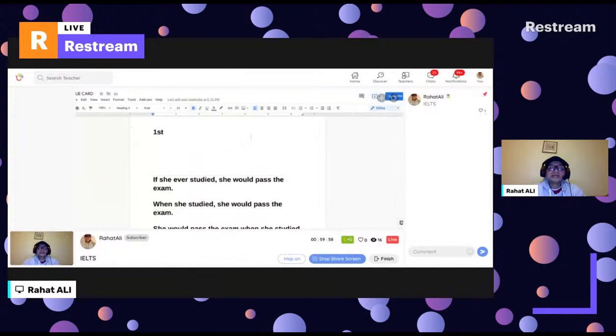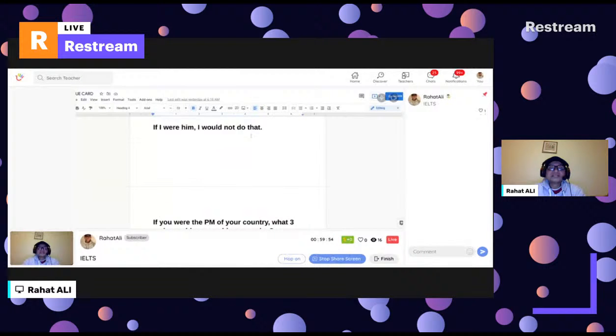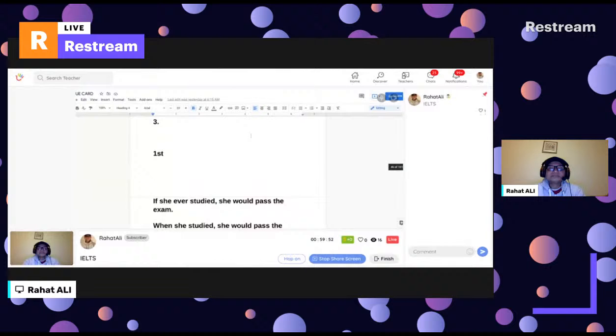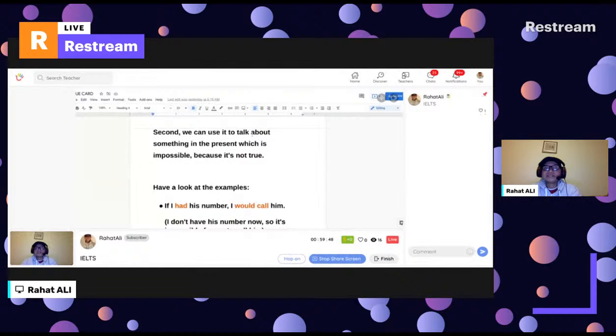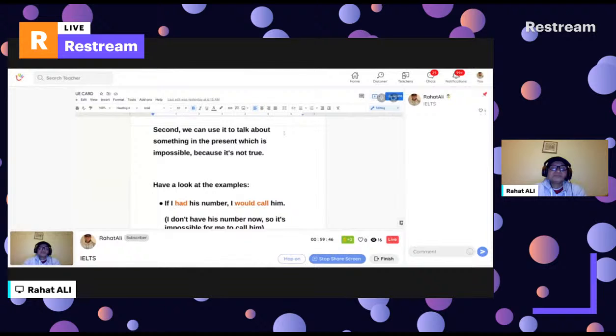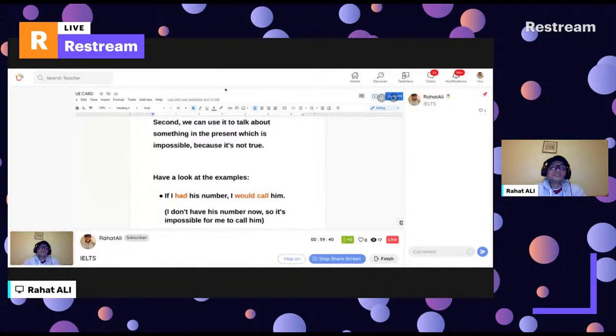So this is second conditional. In second conditional, we can use it to talk about something in the present which is impossible because it's not true.